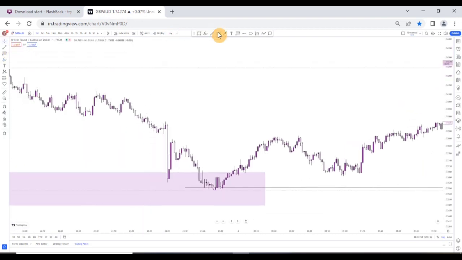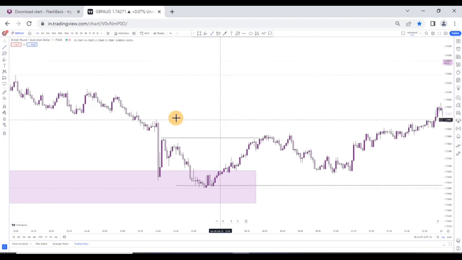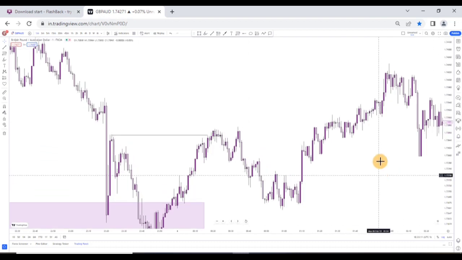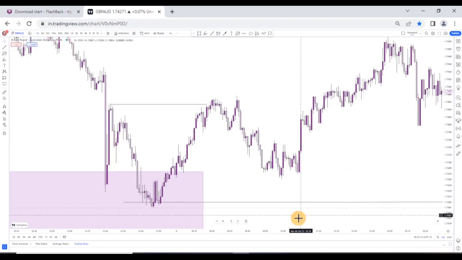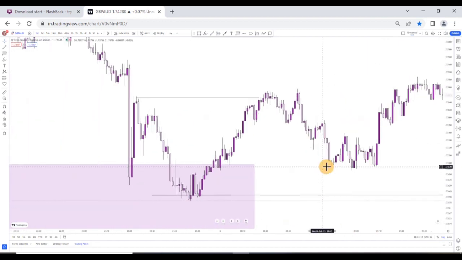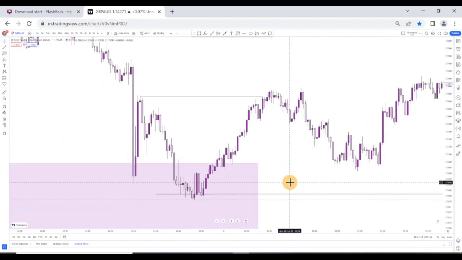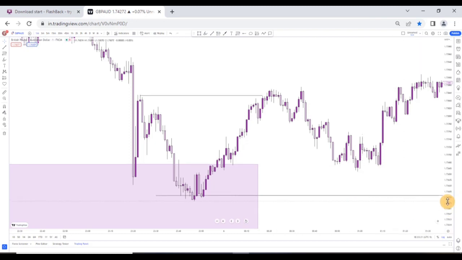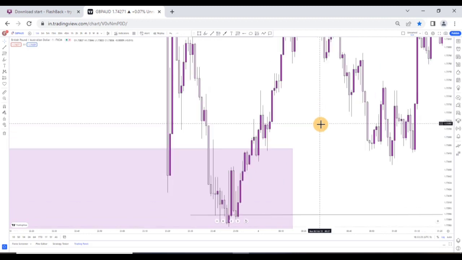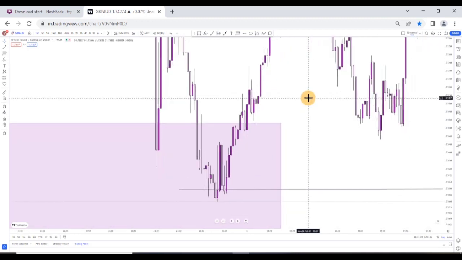So you see, after this change of character, isn't it? Yes, after we have this change of character, what do we anticipate? Like we said, we anticipate the pullback. So this is the M1. We're just going to pick a nice demand zone that we would trade from. Yeah, so the thing is, look at this, guys. Now picking the zone we want to trade from.